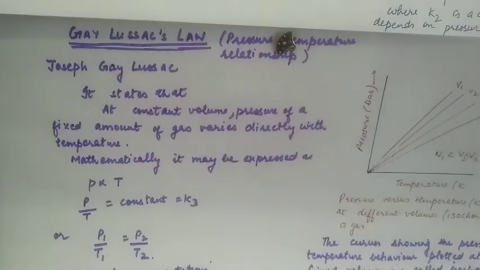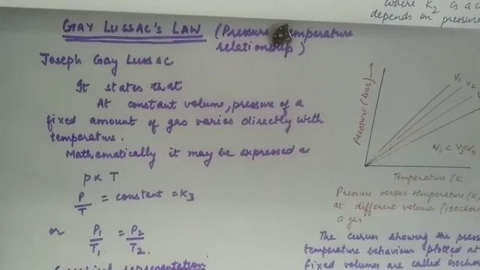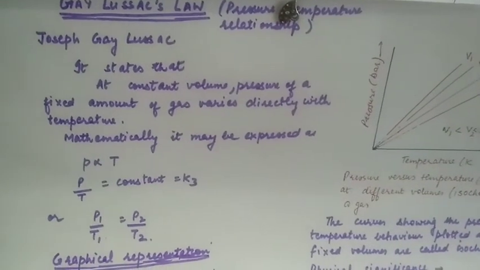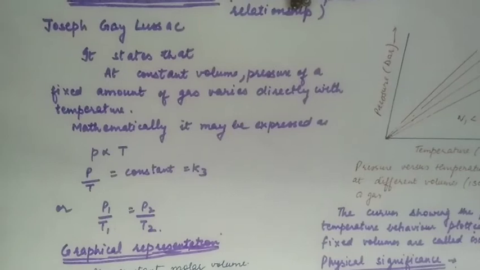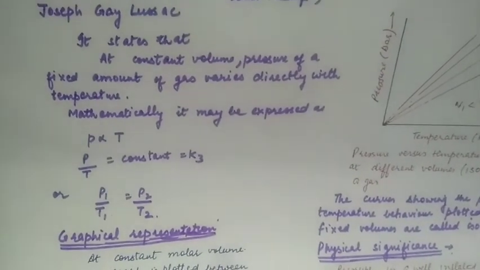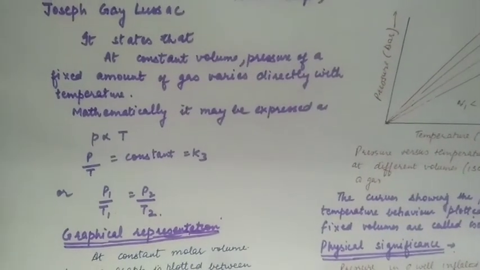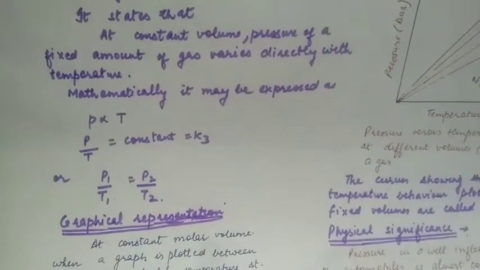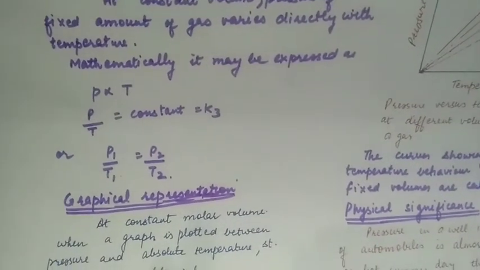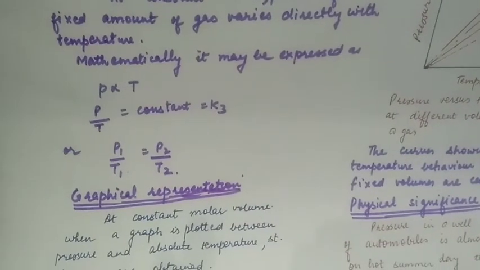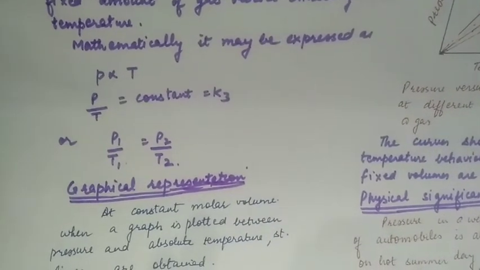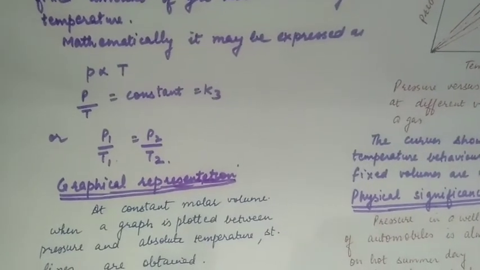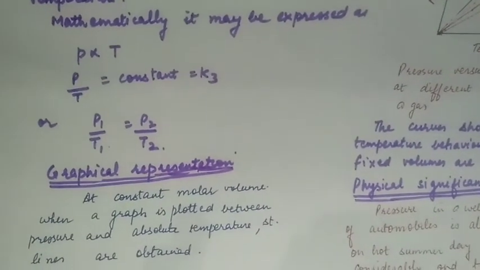Next law is Gay-Lussac's law. It is also a pressure-temperature relationship. Joseph Gay-Lussac stated that at constant volume, the pressure of a fixed amount of gas varies directly with the temperature. Mathematically, we can say pressure is proportional to T. So P upon T is constant, K3. In other words, we can say P1 upon T1 is equal to P2 upon T2.